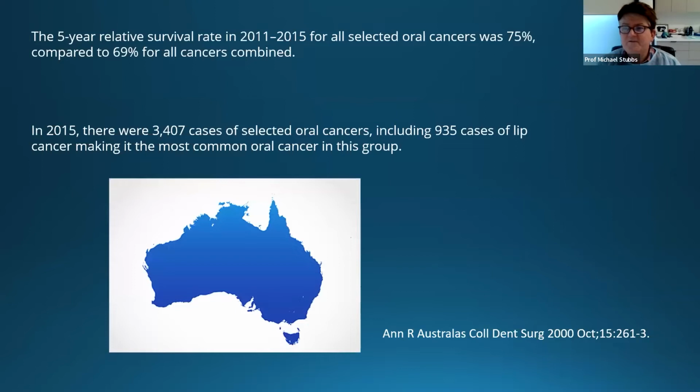And in the Australian context, certainly you may note here I put that 5-year relative survival rate from 2011 to 2015 for pretty much most oral cancers was 75%, compared to 69% for cancers all combined. So what that really means, in other words, is that we're getting better at our patients being diagnosed earlier, which gives them much greater chance of surviving more than 5 years.